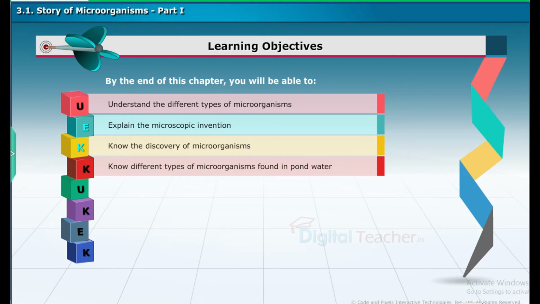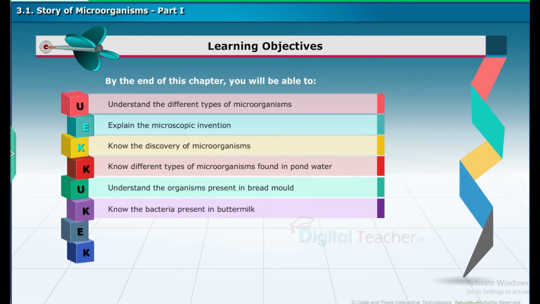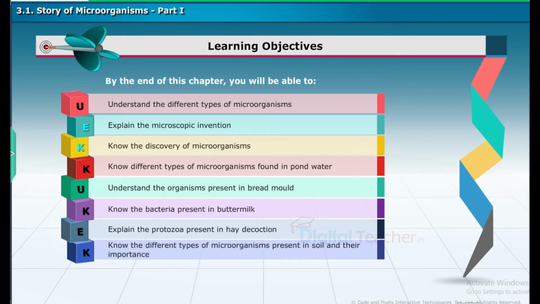Know the different types of microorganisms found in pond water. Understand the organisms present in bread mould. Know the bacteria present in buttermilk. Explain the protozoa present in hay decoction. Know the different types of microorganisms present in soil and their importance.